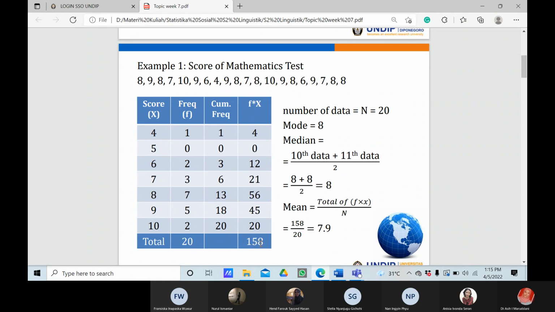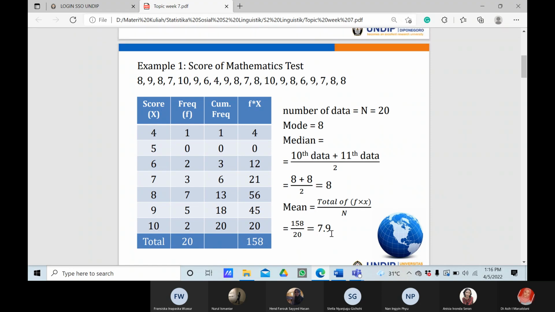158. And the mean from the group of data will be the total of F times X divided by N. Then the mean will be 158 divided by 20. Then the mean will be 7.9.